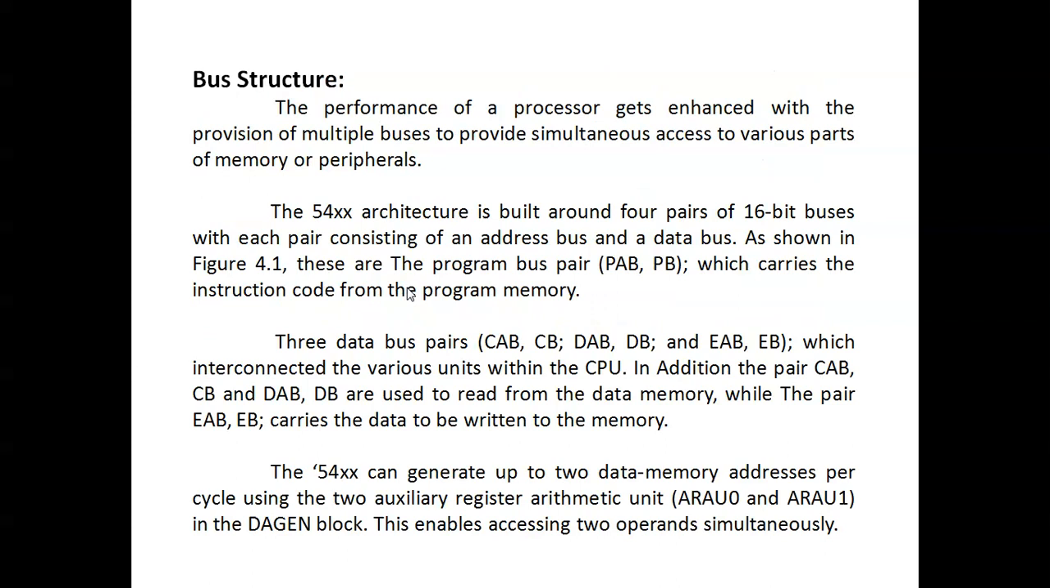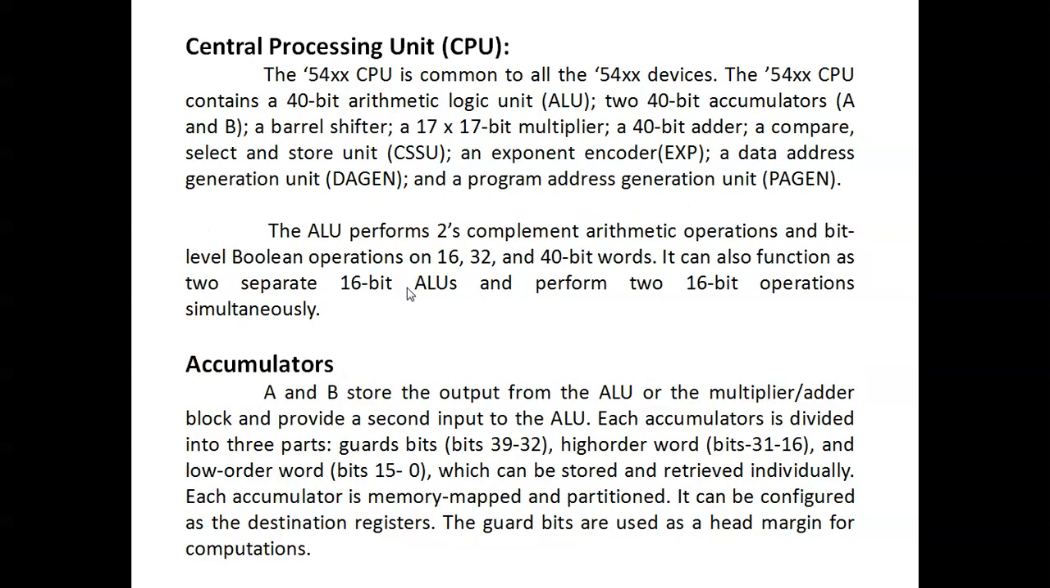In the bus structure there are three data bus pairs: CAB, CB, DAB, DB, EAB, EB. These interconnect the various units with the CPU. Two pairs, CAB and DAB, are used to read from the data memory. One pair, EAB and EB, carries the data to be written to the memory. Two data memory addresses per cycle are generated using two auxiliary register arithmetic units. This enables addressing two operands simultaneously.